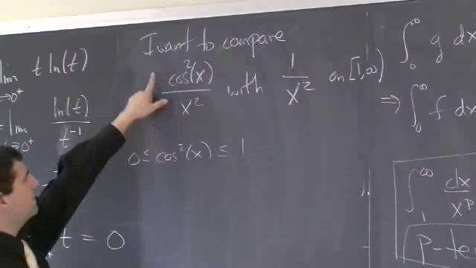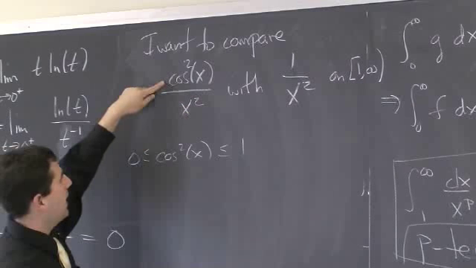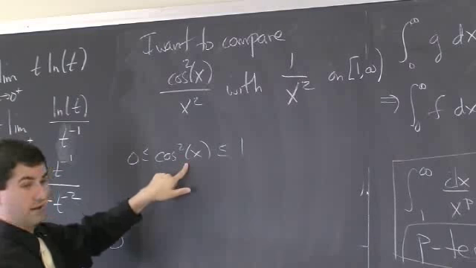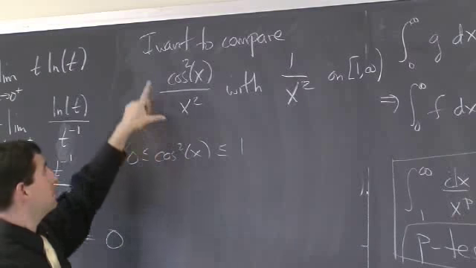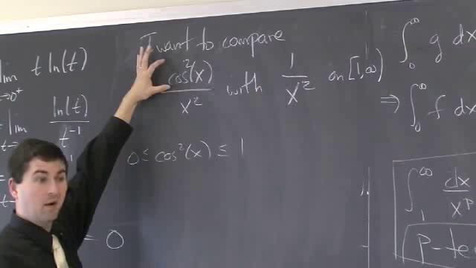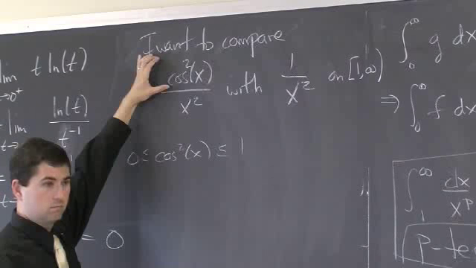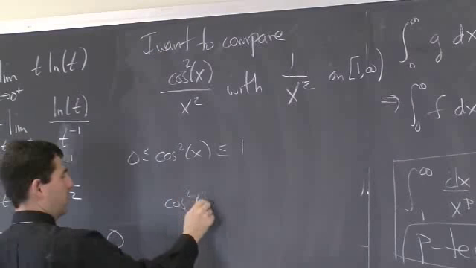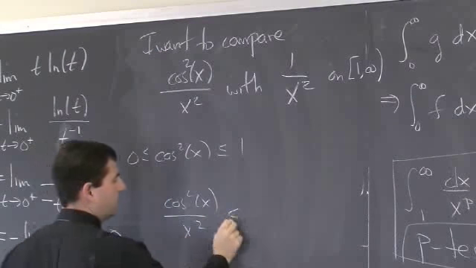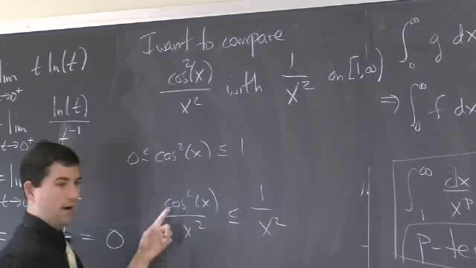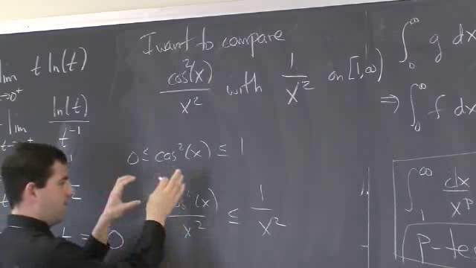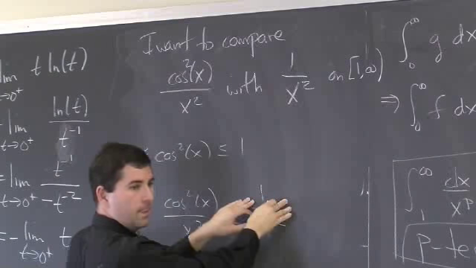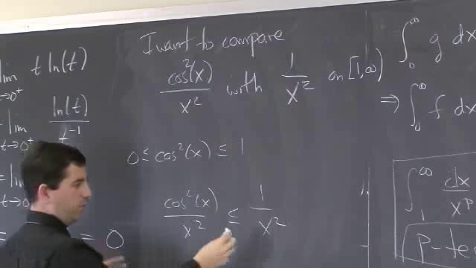So if I have a fraction, and I replace every numerator with 1, which is bigger than or equal to cosine squared of x, what happens to a fraction if I replace the numerator with something bigger? The fraction gets bigger. So that tells me that cosine squared of x over x squared is always less than or equal to 1 over x squared. If I take a fraction and increase the numerator, I make the fraction bigger. And this holds for all x.